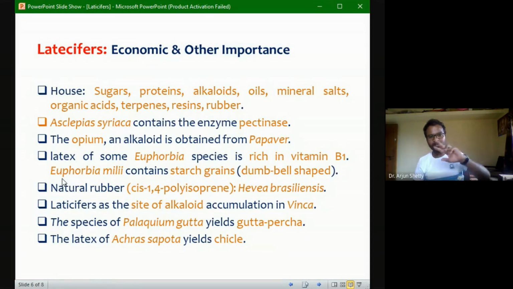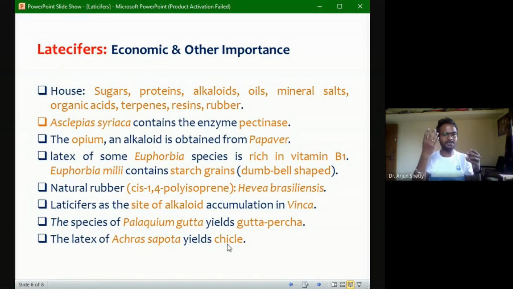Two more important laticifer-containing plants I would like to give here. One is Palaquium gutta, a botanical name of a plant. It releases gutta percha, which has conventionally been used after root canal treatment. The root canal filling is made with the latex of Palaquium gutta, that is gutta percha. Next is the latex of Achras sapota, which is chicle. The latex released from the sapota is considered chicle, and chicle is used in chewing gums.